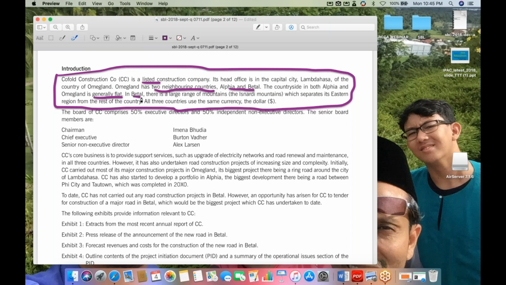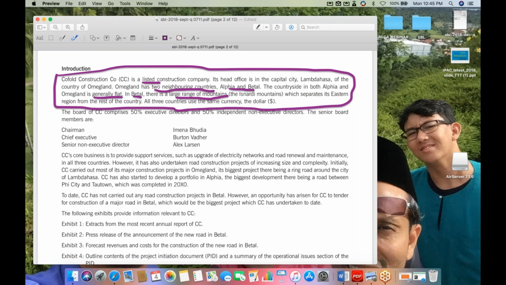But after that, they did mention Beetle here, with a large range of mountains. So it should tell you something. There are two different geographical factors here. Why do they mention Beetle here? It's also another neighboring country, which separates its eastern region from the rest of the country.